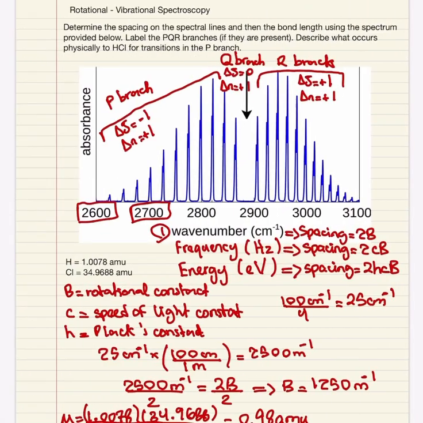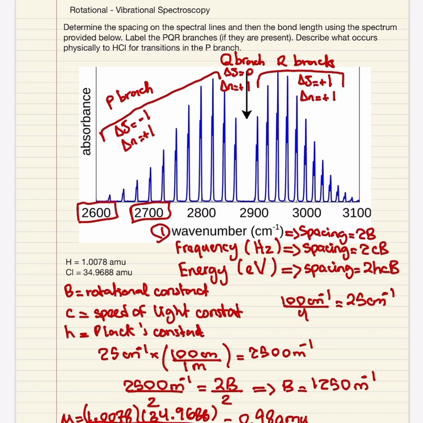So if we go back to our problem again, we talked about the spacing of the spectral lines. It is very important to know what the x-axis is. And then we determined the bond length using the spectrum. We already labeled the P and Q branches. And the last question is asking us to describe what occurs physically to HCl for a transition in the P branch.